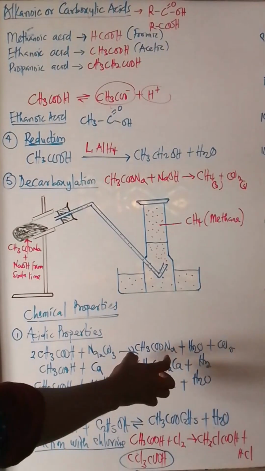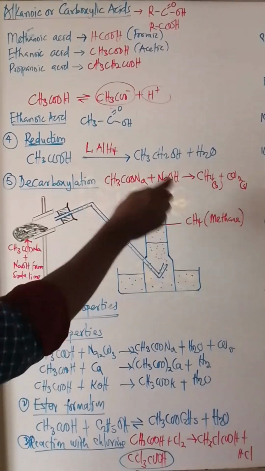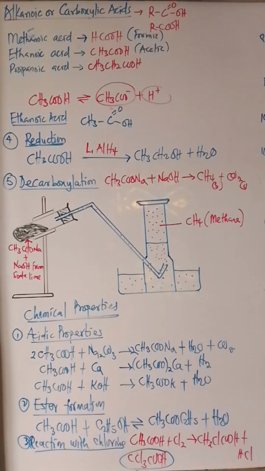So the first step is to get this from this reaction. Then this is mixed with soda lime, NaOH from soda lime. Then in this setup, we have methane collected over water, and we have CH4. It is collected over water because it is not soluble in water.